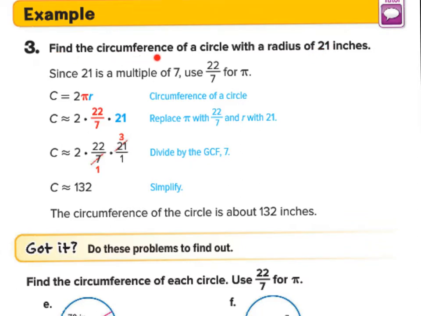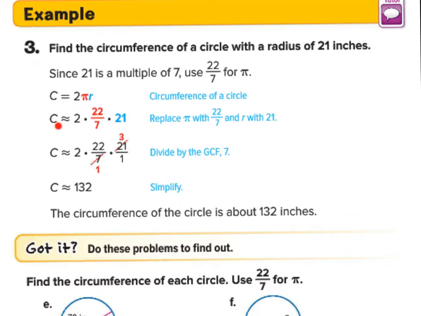Find the circumference. Oh, we're looking for the circumference of a circle with the radius of 21. So since 21 is a multiple of 7, right? 7, 14, 21, it's 7 times 3, right here. Use 22 over 7 for your pi. And remember, to find the circumference given the radius, we have to use this formula. Circumference is double the radius times pi, correct?